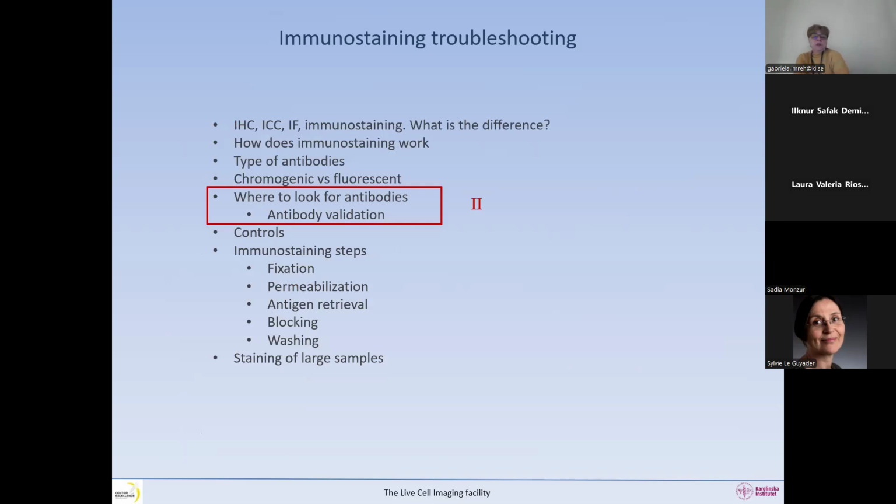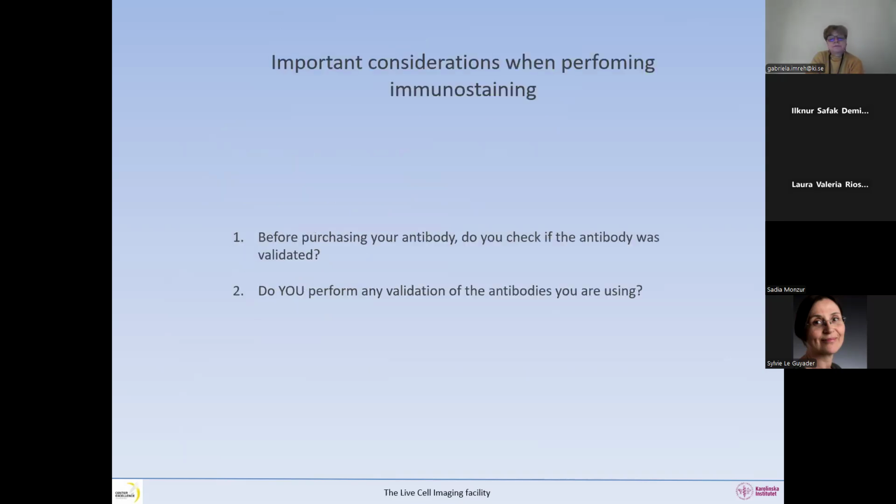So now that we have an idea of how immunostaining works, let's see where we should look for our antibodies and what antibody validation is all about.